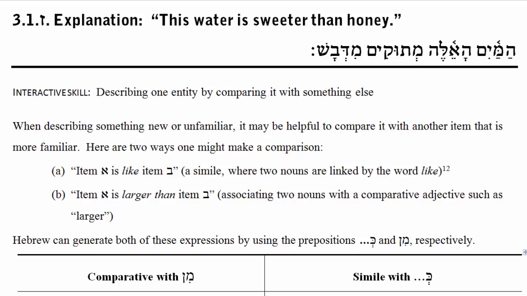When describing something, at times it's useful to know how to compare it with something else. In this segment, you'll learn how biblical writers do that. We'll be exploring two sorts of comparisons. One with a simile, where item Aleph is compared to item Beit by saying that it is like it. The second avenue will be with comparatives, adjectives such as larger or smaller or hotter or colder, where item A is compared to item B with a particular adjective.